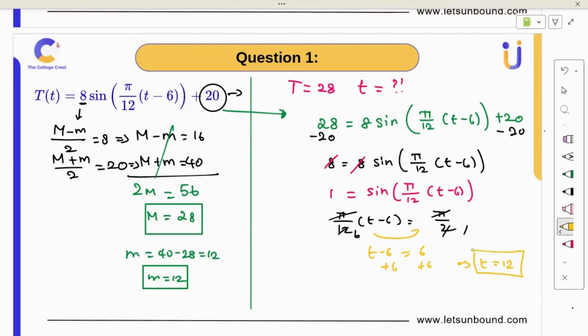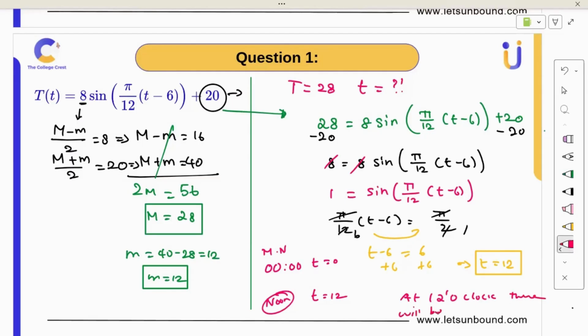T is 12. But they're asking us what time. Our model starts at midnight, so t equal to 0 is midnight. So t equal to 12 means it's noon, right? At 12 noon, 12 o'clock, there will be a maximum temperature. This is the way we'll solve.